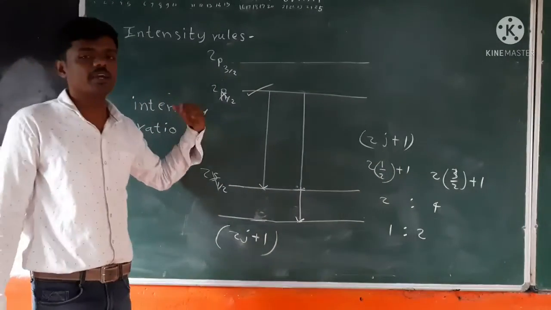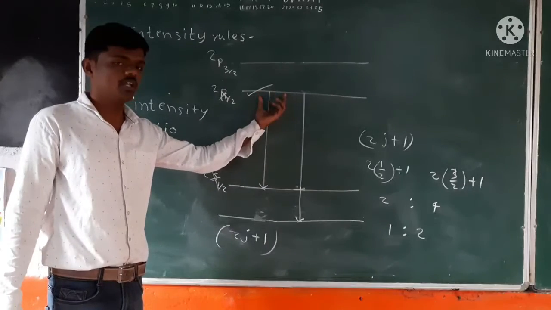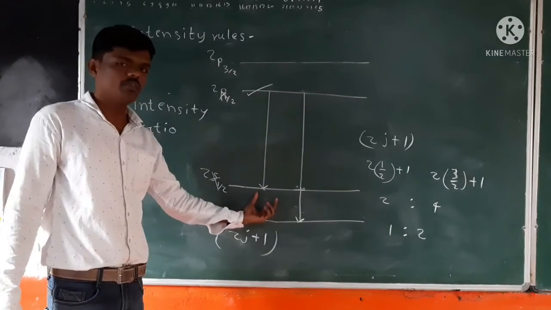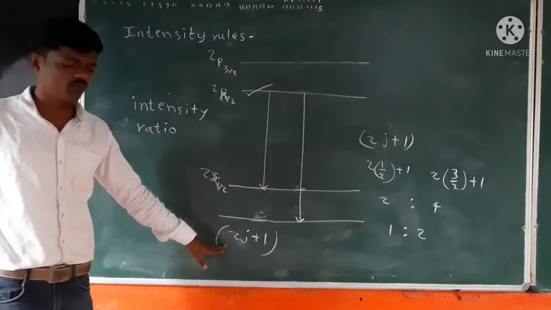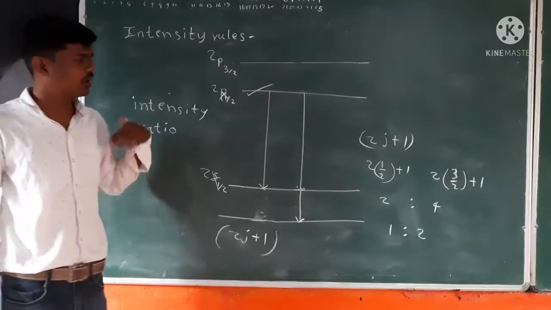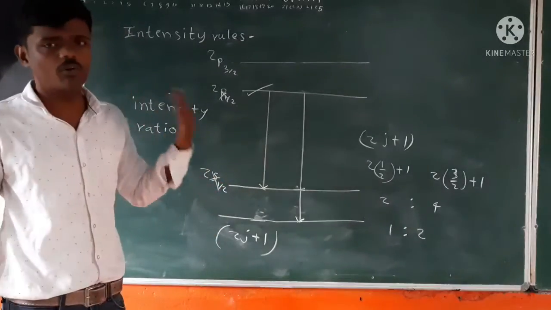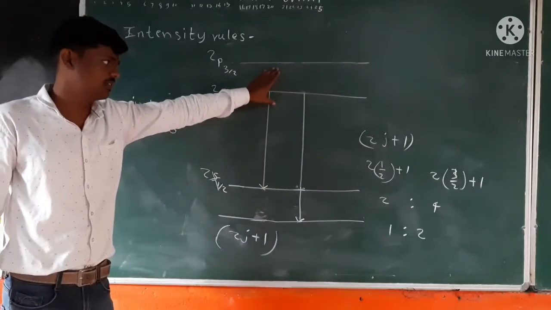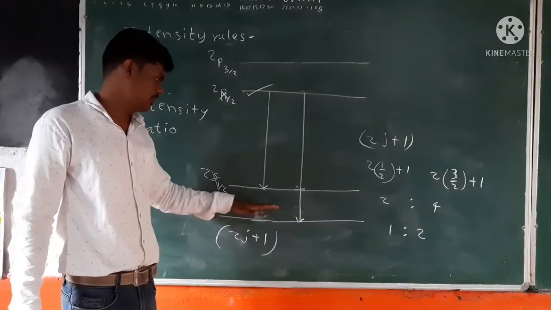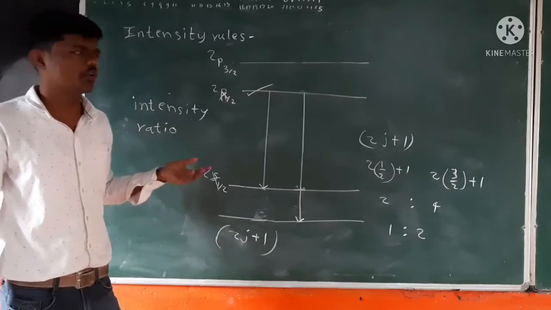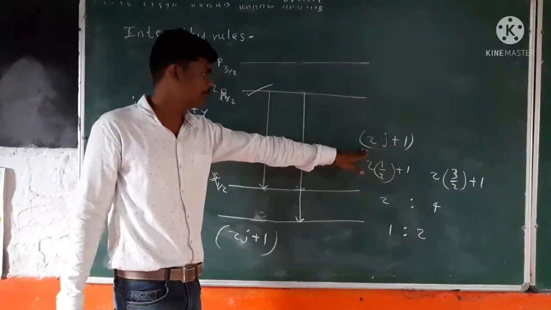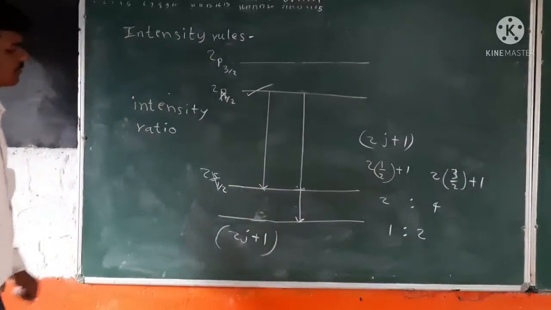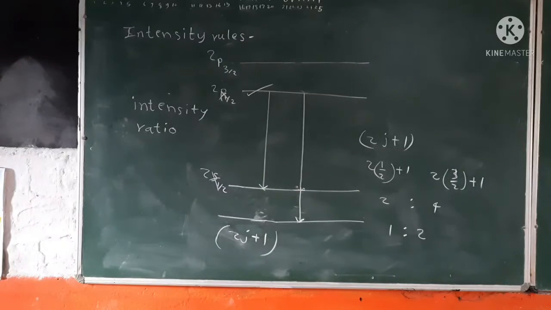So if the spectral lines are arising from a common level and ending on different levels, we can calculate the intensity ratio with this formula. For the converse case, if the spectral lines are arising from different energy levels and ending on a common energy level, then we can calculate the intensity ratio with this formula also. So this was the intensity rule, another intensity rule.